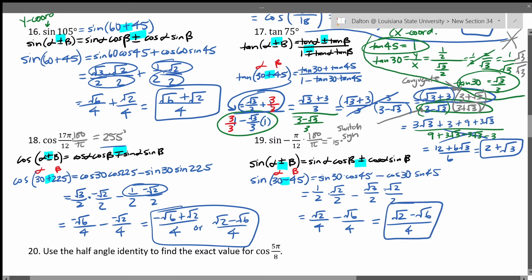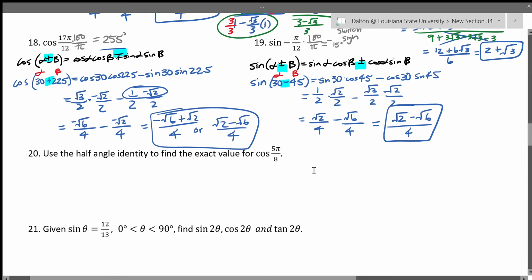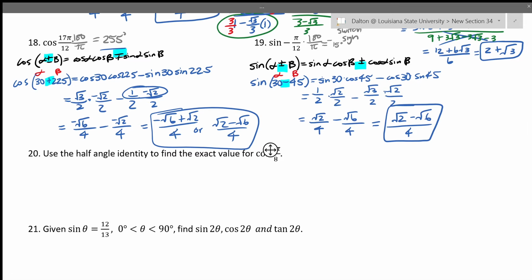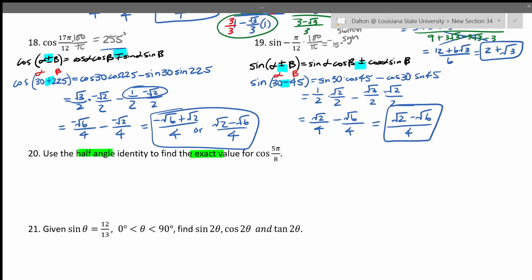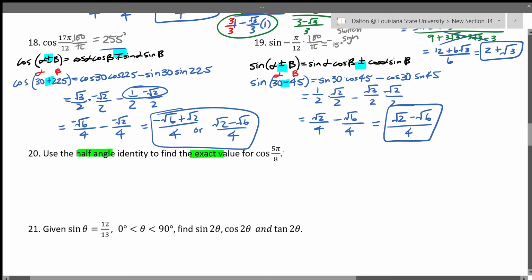Number 20, use the half angle identity to find the exact value for cosine of 5 pi over 8. I give you the hint, use your half angle identity, exact value. Okay, cosine of 5 pi over 8. Again, we're used to kind of dealing with degrees. So if you want to go ahead and convert this to degrees by multiplying by 180 over pi, you're going to get 112.5 degrees.